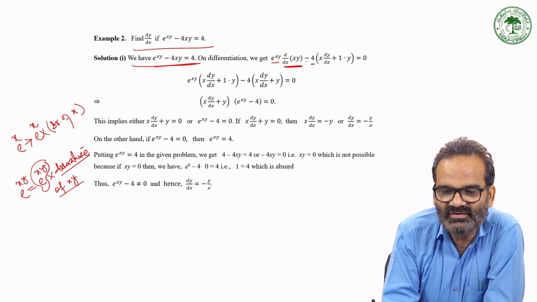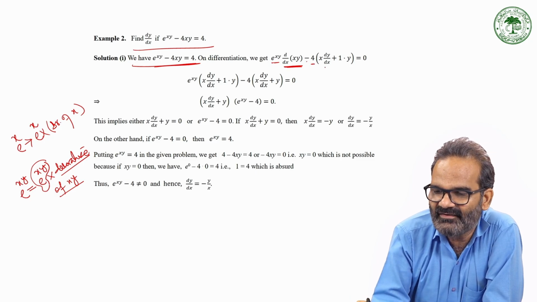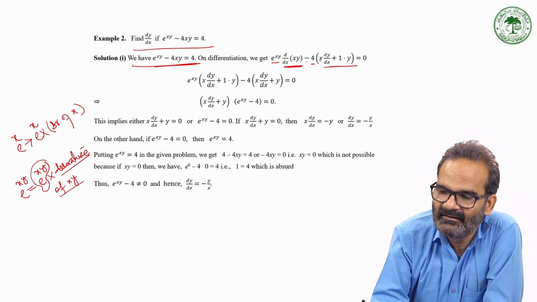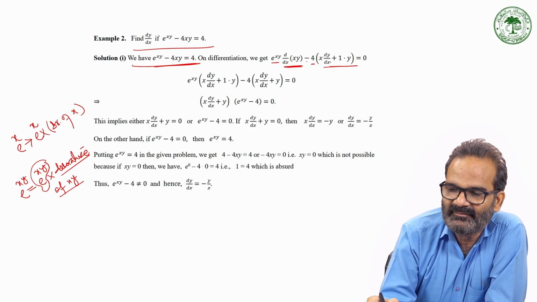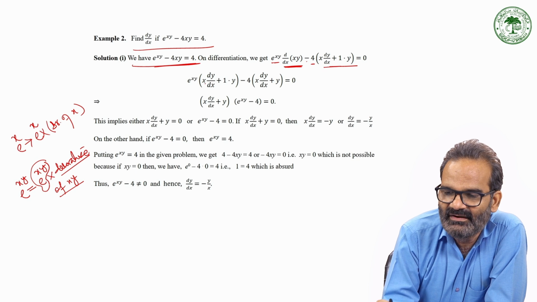Minus 4 is a constant. Again, derivative of xy is what? First function, derivative of y is dy over dx, plus 1 into y. Now, write down its derivative also. E raised to the power xy will remain as it is. x dy over dx plus y. This is the derivative of xy minus 4 and this bracket as it is.